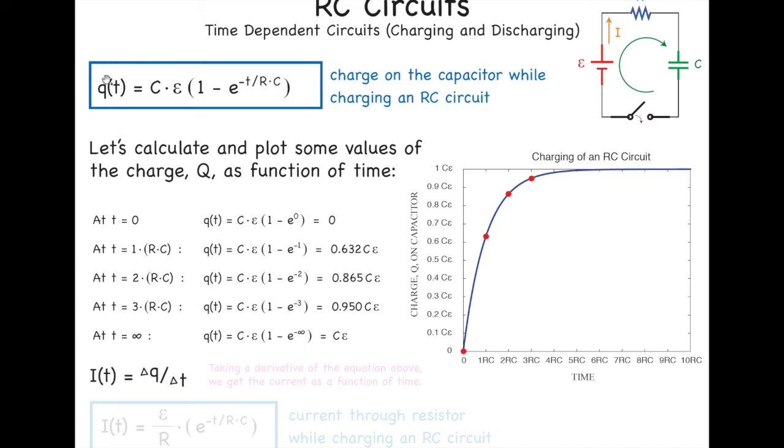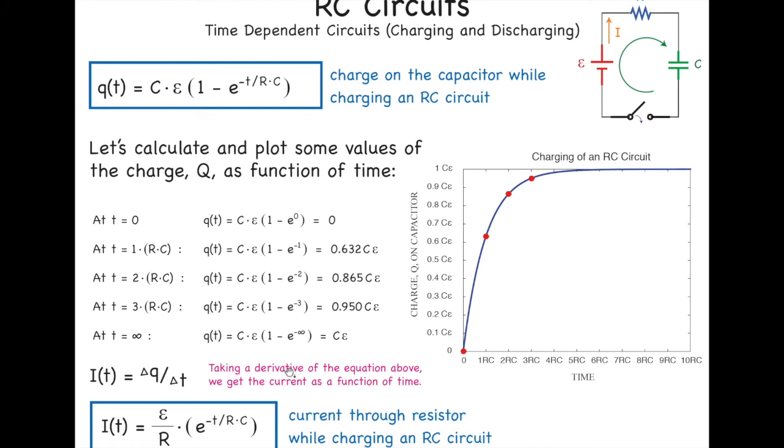Now, if we were interested in the current as a function of time? We were here looking at the amount of charge stored on the capacitor as a function of time. What if we want to know what the current through the resistor is as a function of time? Well, in that case, since current is just the change in charge over the change in time, we would take the limit of this to be a derivative of charge versus time.